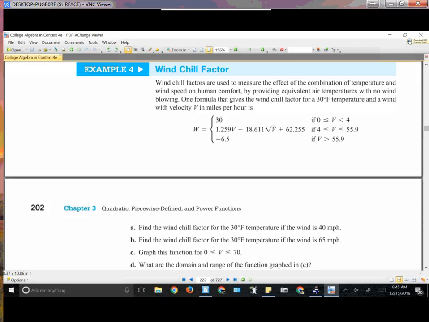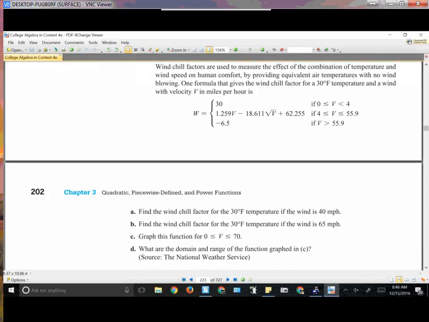Wind chill factors are used to measure the effective combination of temperature and wind speed on human comfort, by providing equivalent air temperatures with no wind blowing. One formula that gives a wind chill factor for 30-degree Fahrenheit temperature and a wind velocity v in miles per hour is given to you as such. Now, if I take a look at this, I've got different functions that I would have to use.